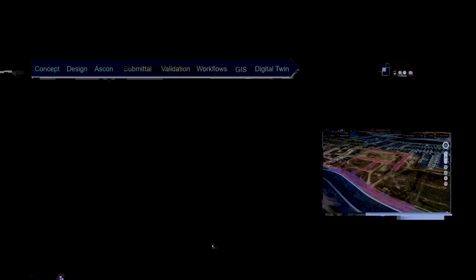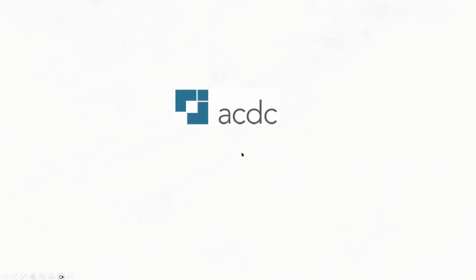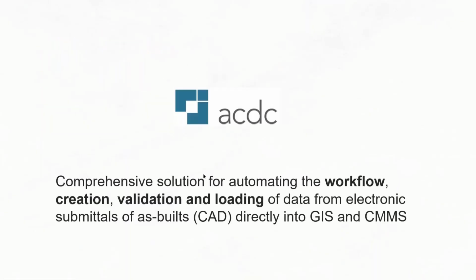So that is essentially the presentation. I've worked through a lot of different things, but there are a few things for ACDC. You want to accept CAD and GIS data, so actually people can put a shapefile in instead of a DWG and run through the same validation. We also output multiple GIS formats, so we can write directly to your Esri environment, and we can pull in your GIS standard as well. So that effectively is the comprehensive solution for that workflow of CAD-to-GIS with validation, all GIS data focused.